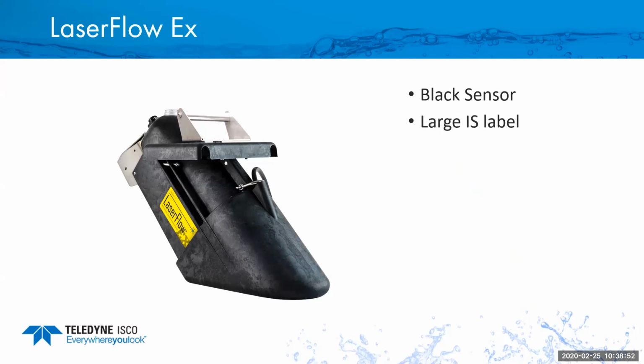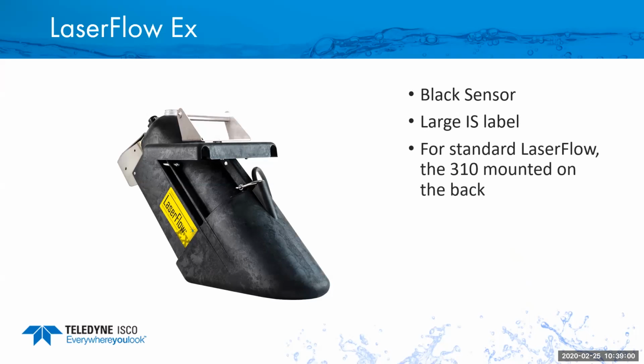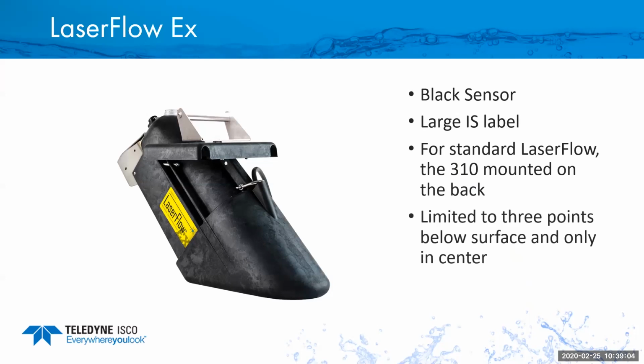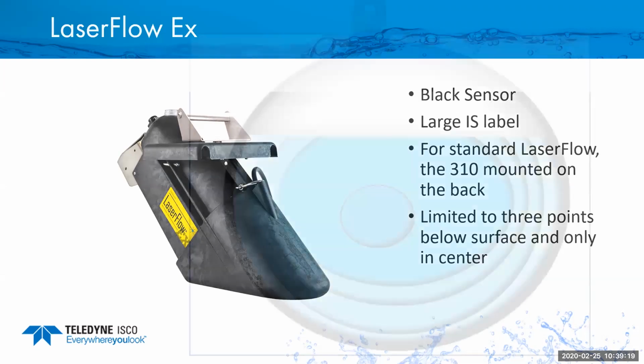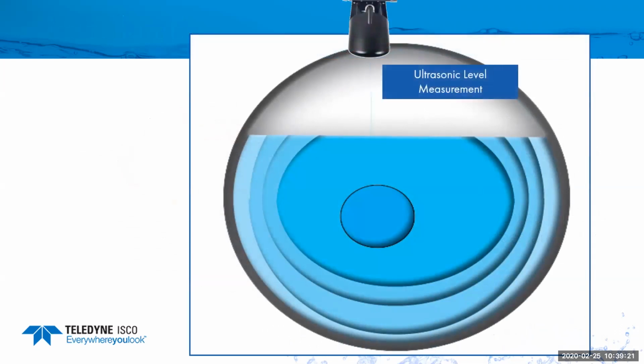It has conductive fibers in it, which is one of the reasons that we use that. It has a large intrinsically safe label on the side to identify that it is an EX unit. And again, the 310 ultrasonic is mounted on the back. One difference is the standard laser can measure 15 velocity points. So it can go horizontal 5 and vertical 3. The EX, due to the power requirement, is limited to 3 in the middle, in the center. So it's going to look something like this.